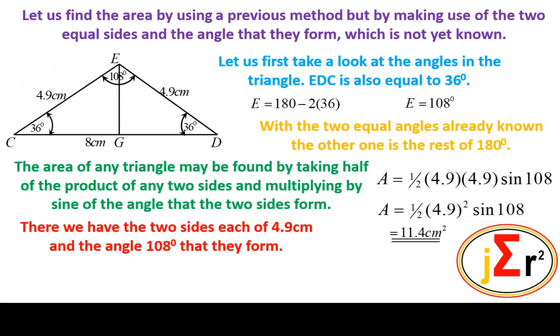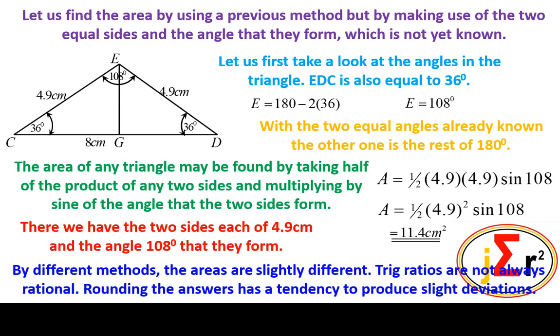When we simplify that expression, the result is 11.4 centimeters squared, or square centimeters, and that is the area. And notice that there is a slight deviation from the areas that we have found before, but this is expected when we are using trig ratios, because they are not generally rational, and rounding off sometimes causes a little deviation. By different methods, the areas are slightly different. Trig ratios are not always rational. Rounding the answers has a tendency to produce slight deviations.